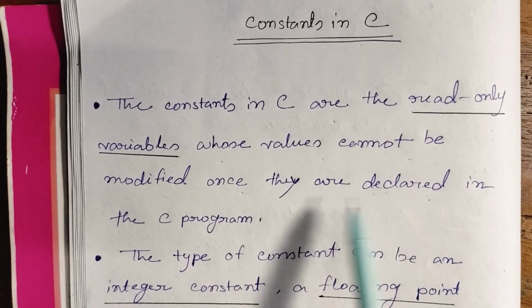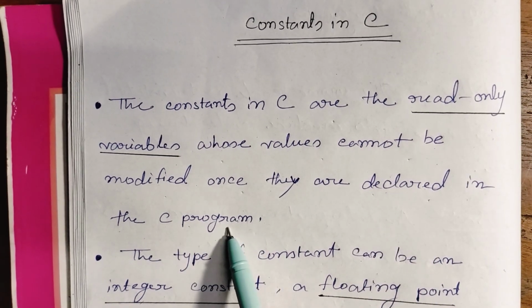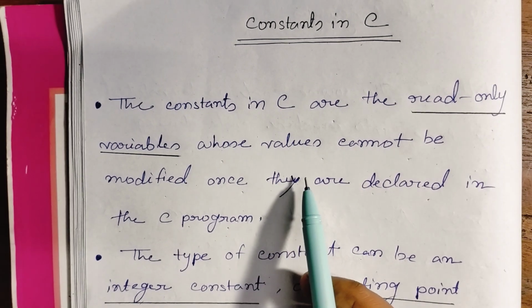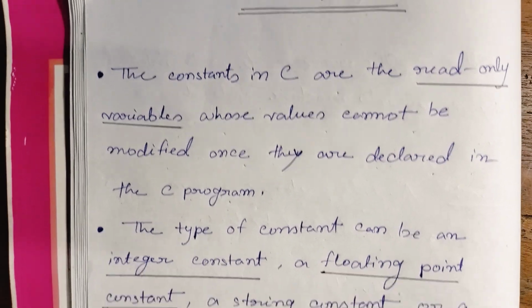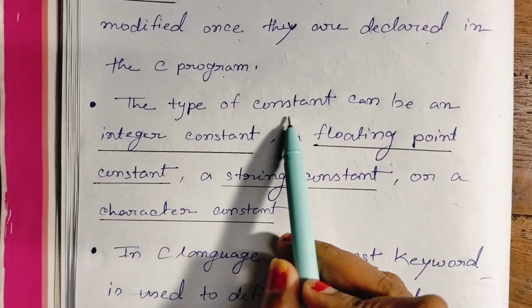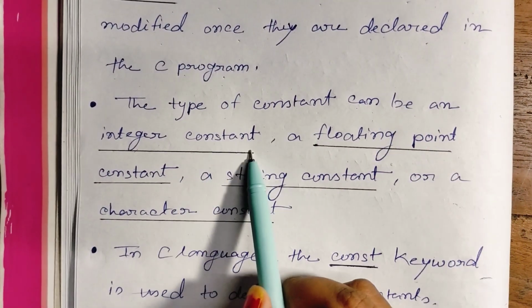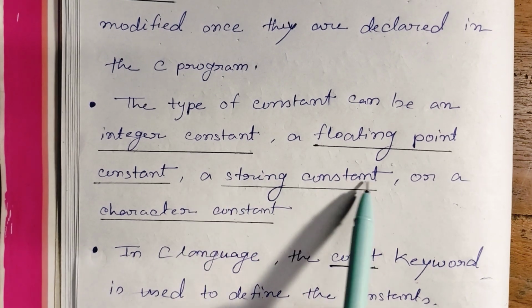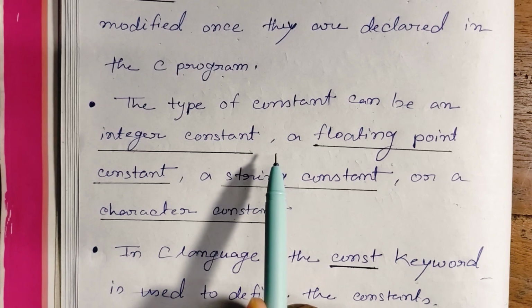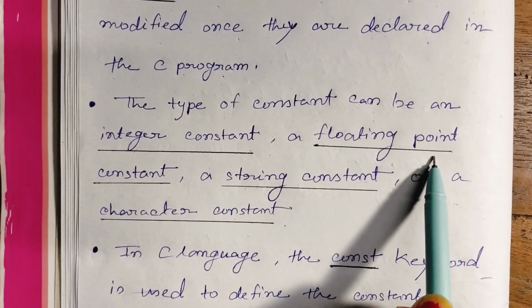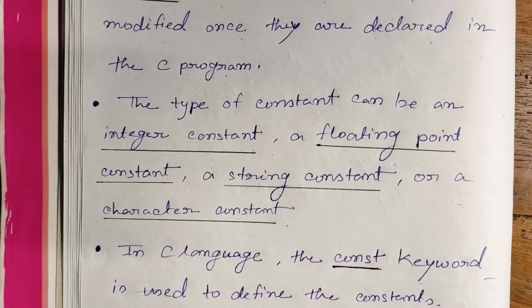Once they are declared in the C program, it is only a read-only variable. It is declared only once and it cannot be modified. The types of constant can be an integer constant, a floating point constant, a string constant, or a character constant.